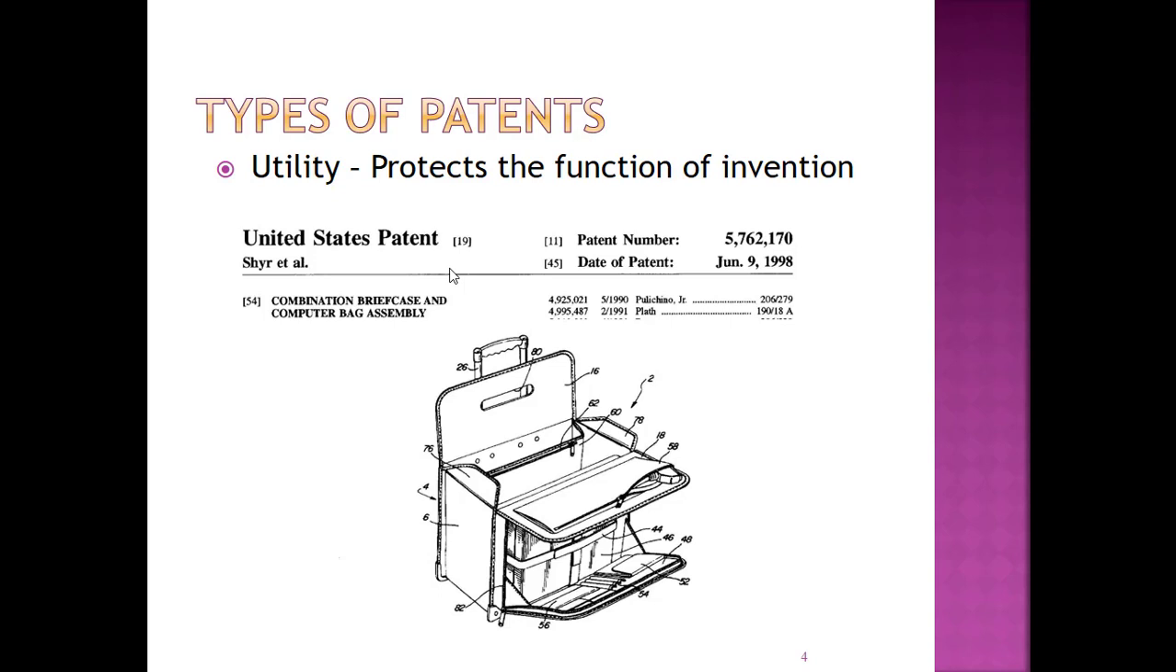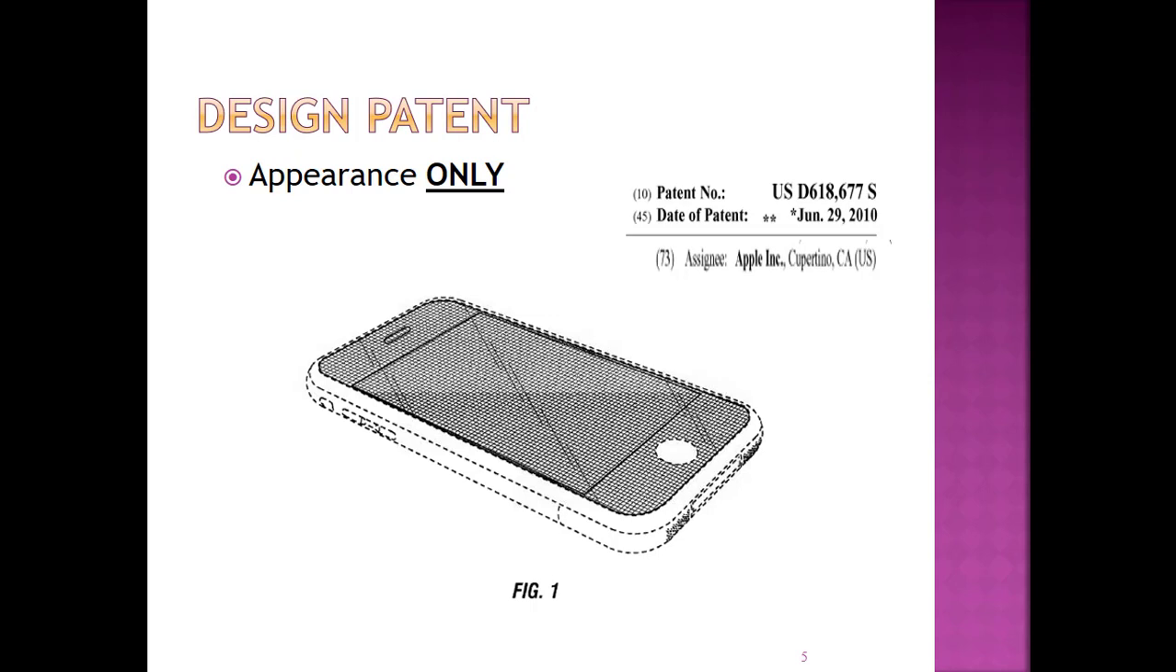One is a utility patent. You just saw that briefcase document, and that's an example of a utility patent. And as you can see, it protects the function of an invention. There's also something called a design patent, and this looks like a smartphone that came from Apple, and what it does is protect the appearance only of whatever you're filing. So in this case, the look of an iPhone is protected by that patent that you see listed right there, and it came in on June 29th of 2010.